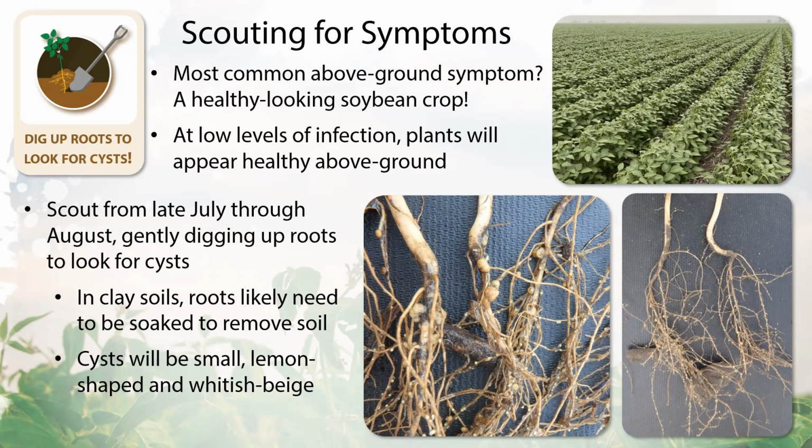So what we want to do is in midsummer, late July and August, digging up soybean roots. And we want to be digging, not pulling, because the cysts will be stripped from the roots otherwise. We need to do it quite gently. With clay soils, especially, we're also going to need to soak roots to remove soils, to look for these small little cysts on the roots. The cysts are large enough to see with the naked eye, but a hand lens or a magnifying glass will come in handy to help you look.